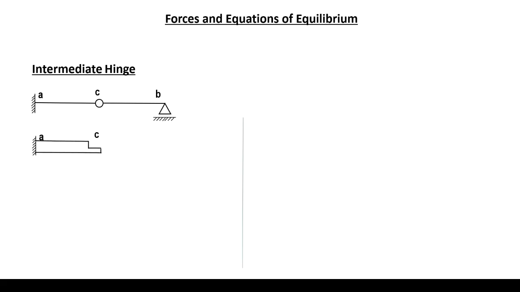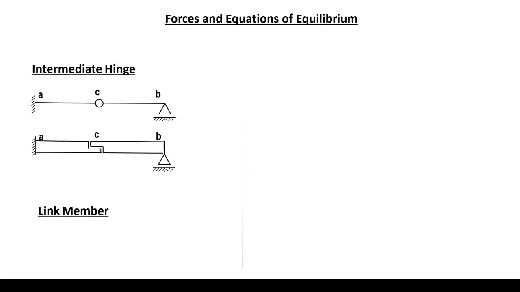Forces and equations of equilibrium. Intermediate hinge at C. Intermediate hinge means 0 moments at C. The beam can be represented as such. The beam is divided into AC and CB. AC carries the part CB at C. In other words, CB is supported on AC at C.